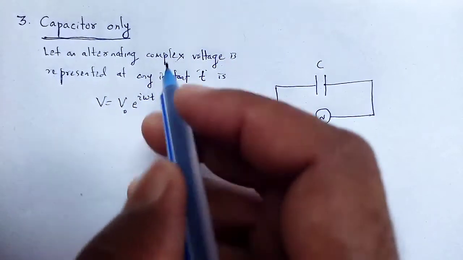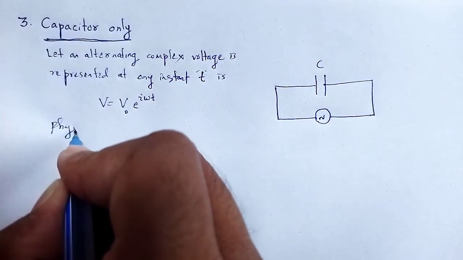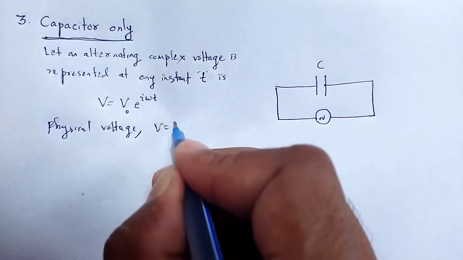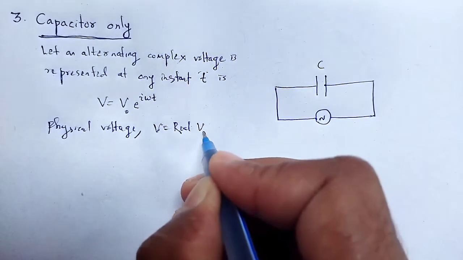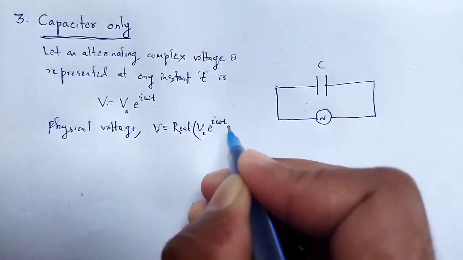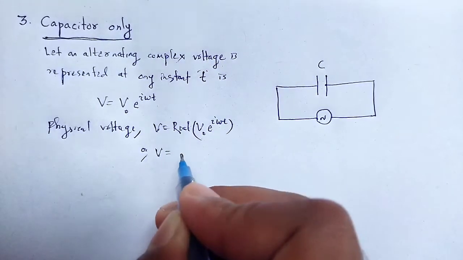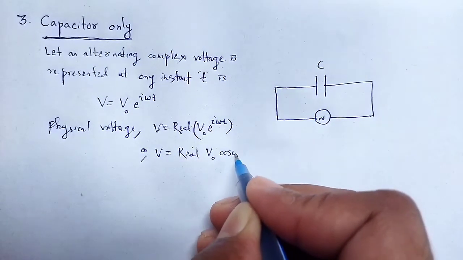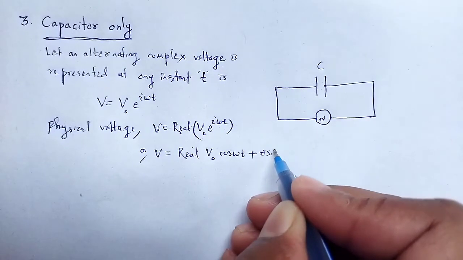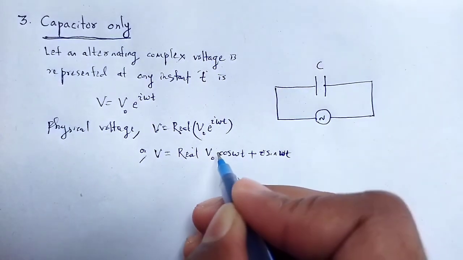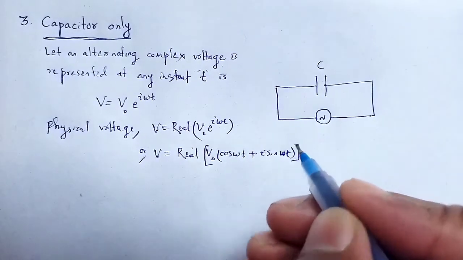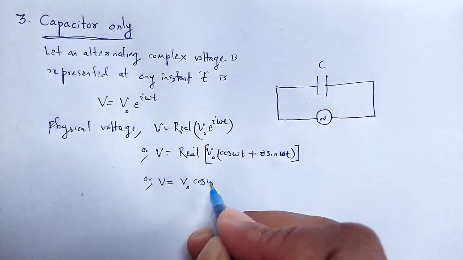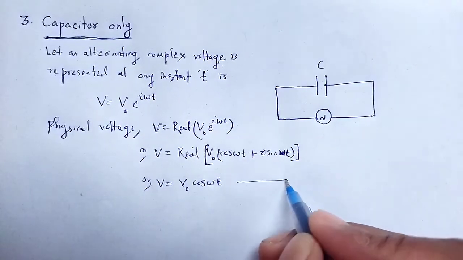So the physical voltage V is equal to the real part of V naught e to the power i omega t, or V is equal to the real part of V naught (cos omega t plus i sin omega t), and V is equal to the real part, that is V naught cos omega t. Equation number 1.